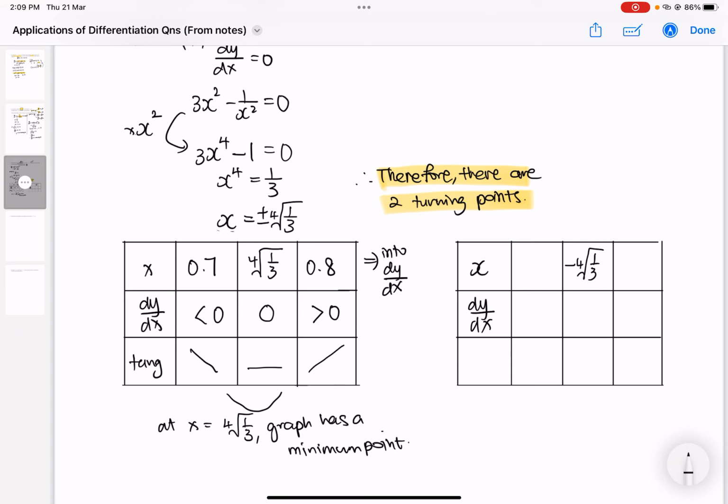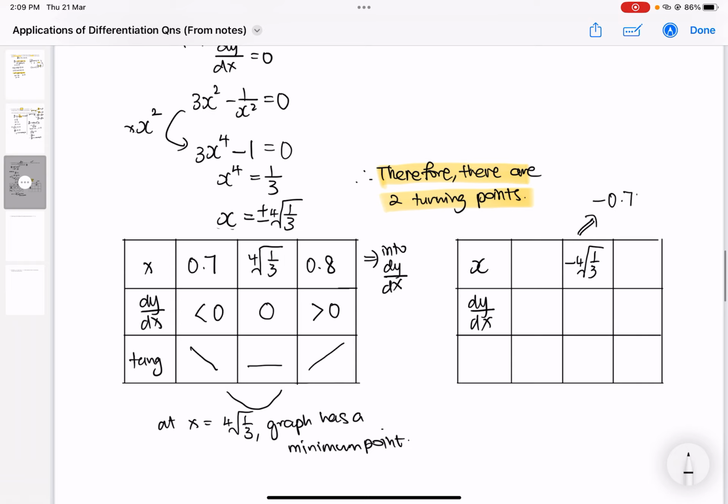Similarly, we do the same thing for the negative of the fourth root of 1/3. Again, because this value is about negative 0.76, I need to use a value slightly before, so this would be negative 0.8, and the value after would be negative 0.7. Be careful, these are negative values. Sorry, negative 0.7 is after the stationary point, negative 0.8 is before. That's why we go from left to right. Similarly, in our table, the numbers must increase from left to right. Now, we need to substitute these values into our dy dx.